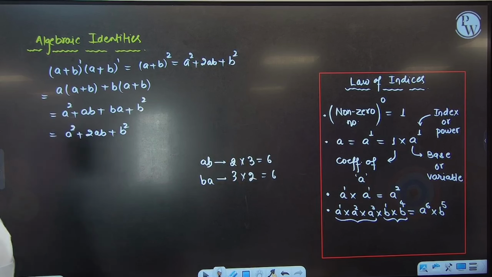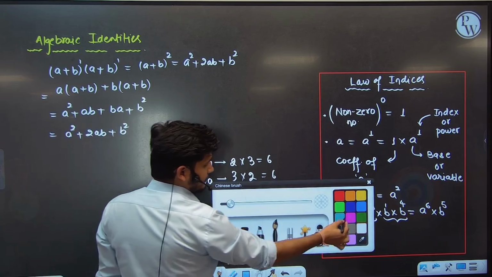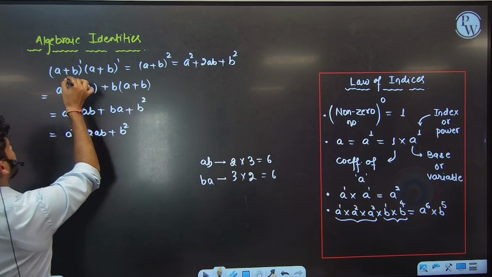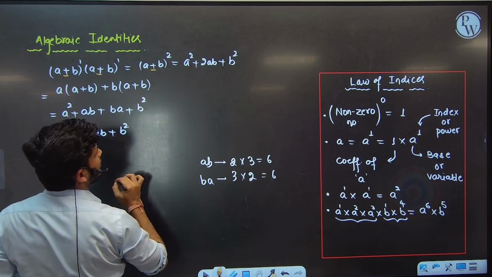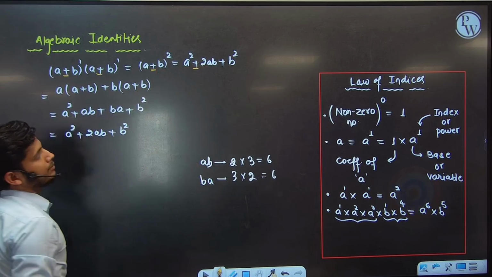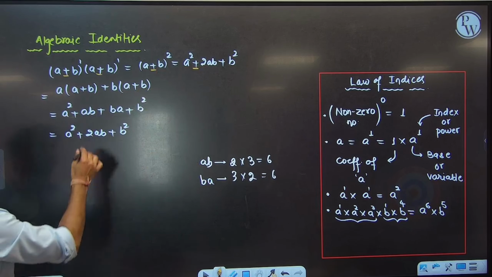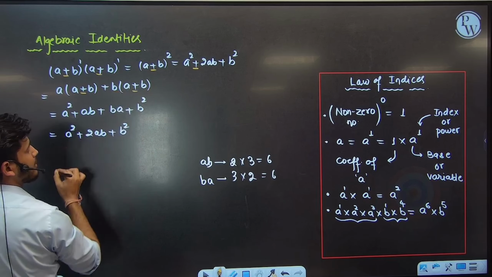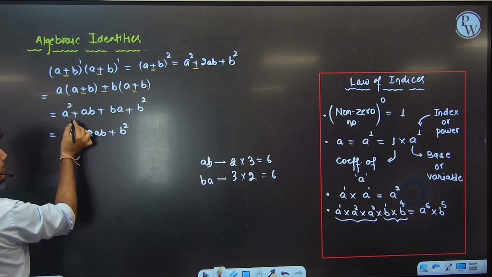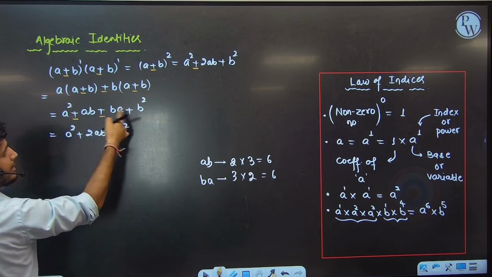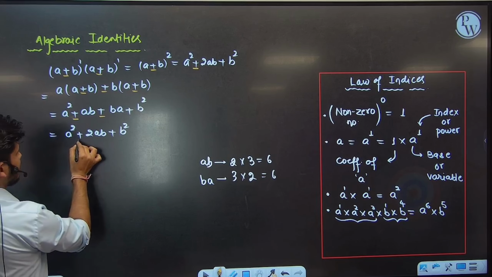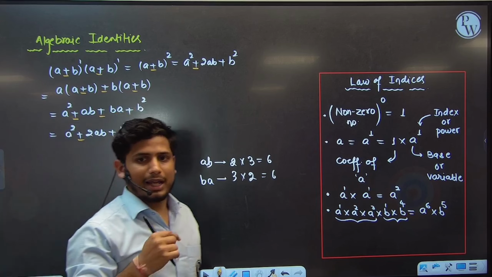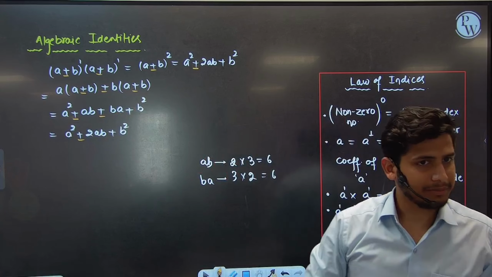Now move to the minus part. (a minus b) whole square, then you get (a minus b) times (a minus b). Here minus, minus, also minus, and these are plus because minus minus is plus. So this is the expression of (a minus b) whole square.